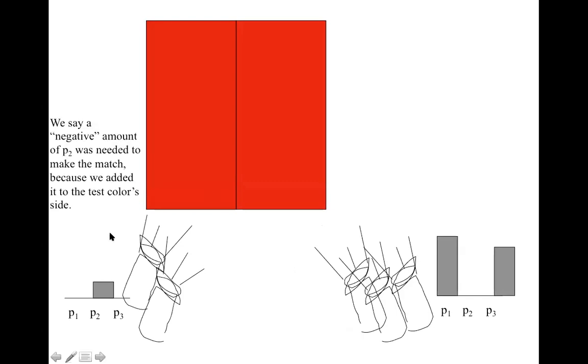Here we would say that a negative amount of P2 was needed to make the match, because we added it to the test color. So you need a negative amount of green, which actually poses some problems, because when you want to display some color on the monitor, you have blue, green, and red, but of course you cannot produce a negative amount of green.